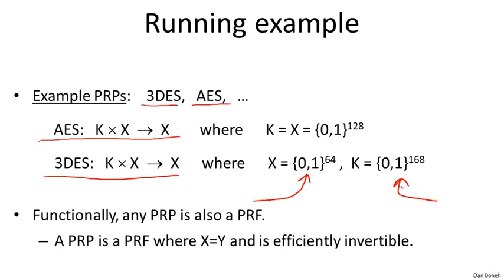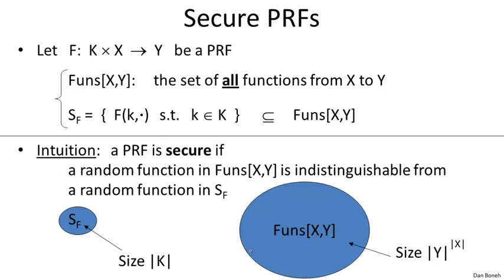Okay, so we'll use these running examples throughout, so whenever I say a PRP, concretely, you should be thinking AES or triple DES. Now, one thing that I wanted to point out is that, in fact, any pseudo-random permutation, namely any block cipher, you can also think of as a PRF. In fact, a PRP is a PRF that has more structure. In particular, a PRP is a PRF where the input space and the output space are the same, so X is equal to Y, and in fact it is efficiently invertible once you have the secret key k. So in some sense, a PRP is a special case of a PRF, although that's not entirely accurate, and we'll see why in just a second.